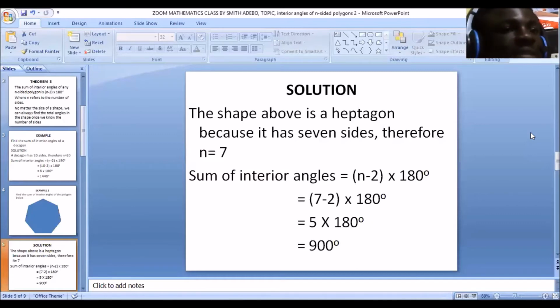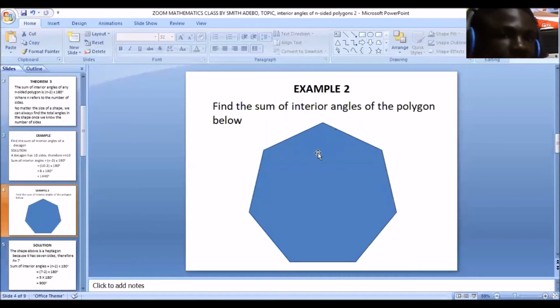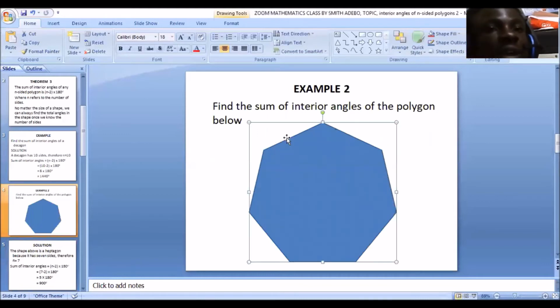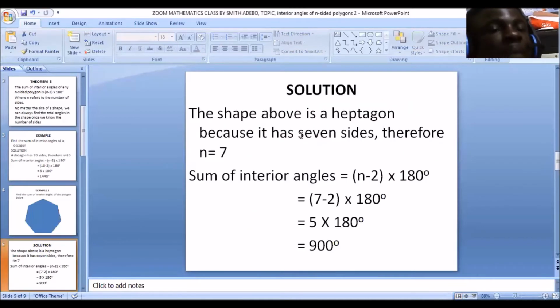I'll go over it again. The plane shape here is a polygon with how many sides? 1, 2, 3, 4, 5, 6, 7. The polygon has 7 sides. Now, the shape above is a heptagon, like I told you, because it has 7 sides. Therefore, n equals 7.